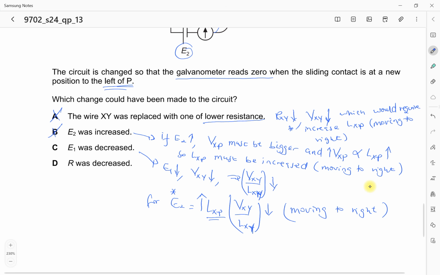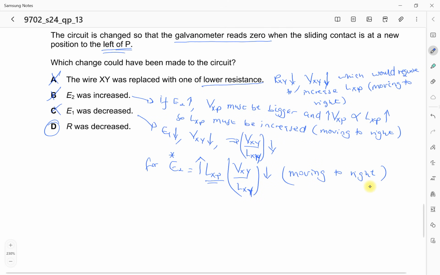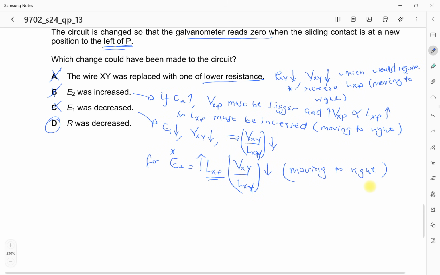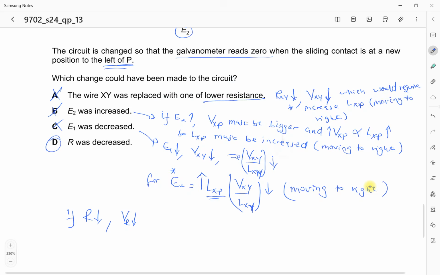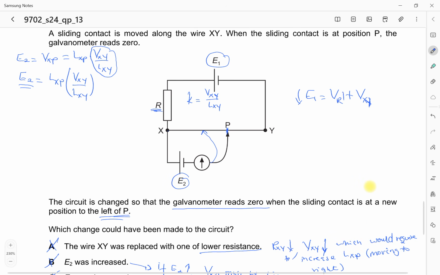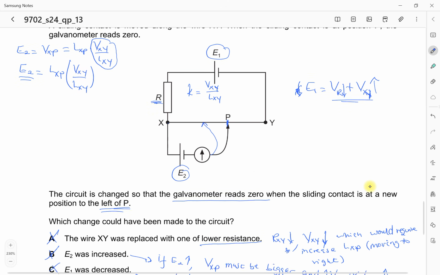So it means these ones are not correct. So the answer must be D. Let's see how D is correct. If R is reduced, what does that mean? If the EMF E1 remains constant, it means the PD across R has reduced. Remember, the EMF E1 has remained constant. The PD across R1 has decreased. It means the PD across XY should increase to balance, because the sum should be equal to E1.